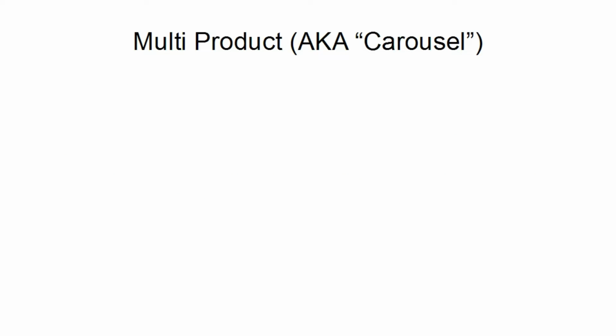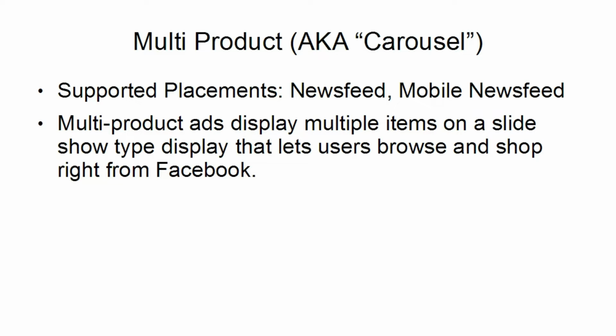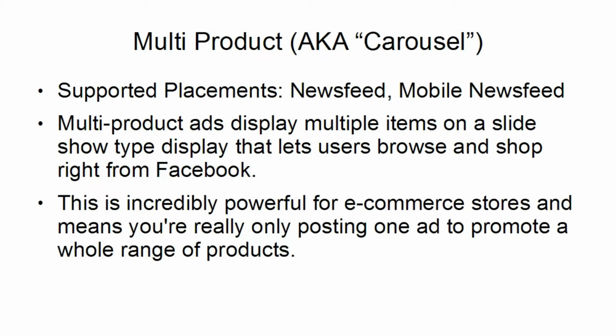Then there's the multi-product ad, and the supported placements are the newsfeed and the mobile newsfeed. And multi-product ads display multiple items on a slideshow type display that lets users browse and shop right from Facebook. And this is incredibly powerful for e-commerce stores, and it means you're only really posting one ad to promote a whole range of different products. And it's also good if you've got a bricks and mortar store or something like that. You can use this type of advertisement, again, to highlight your products, showcase your products.